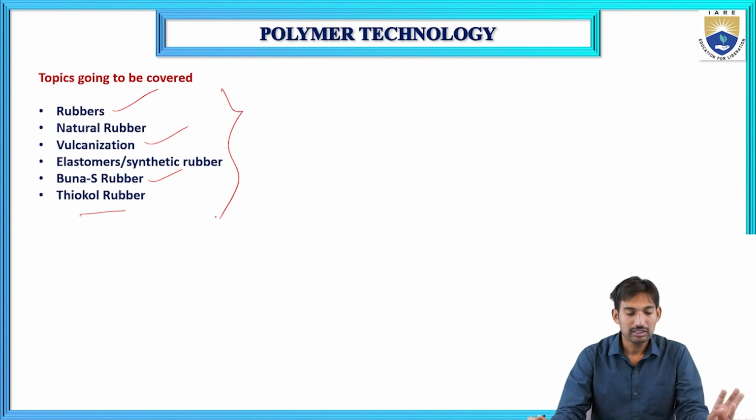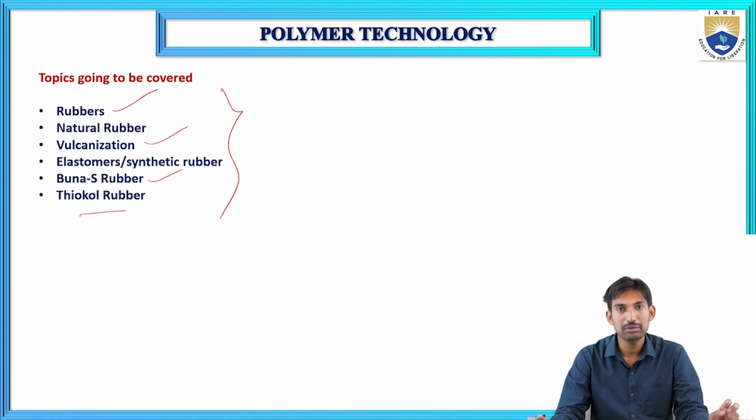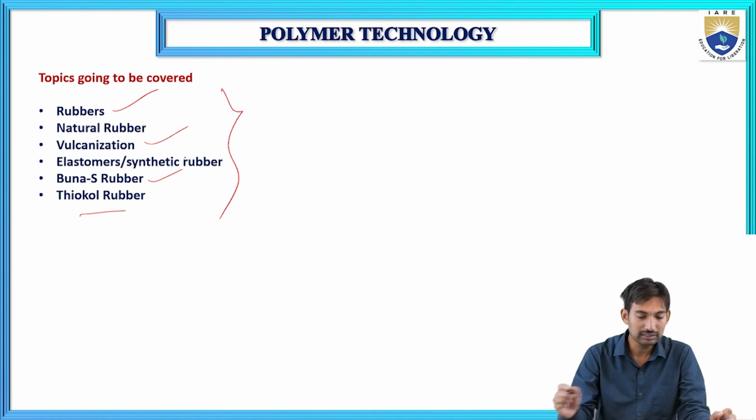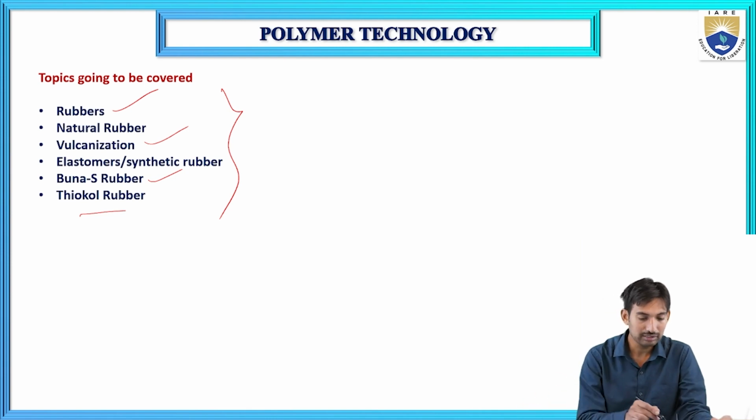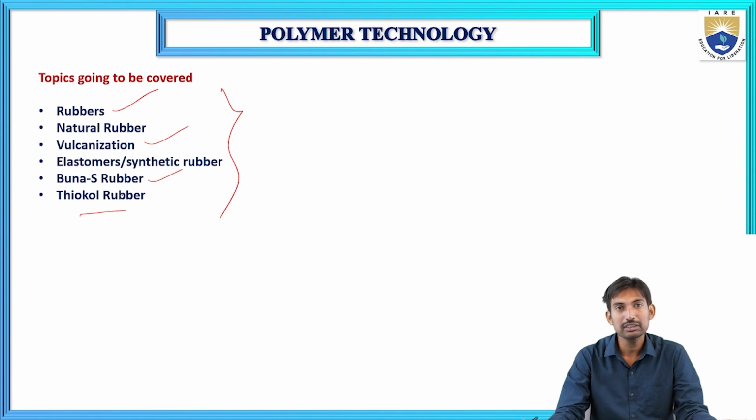What are those? The definition of rubber, what natural rubber is, the process of vulcanization, and elastomers, which are nothing but synthetic rubber, and Buna rubber synthesis, properties, applications, and thiokol rubber, its synthesis, properties and applications.